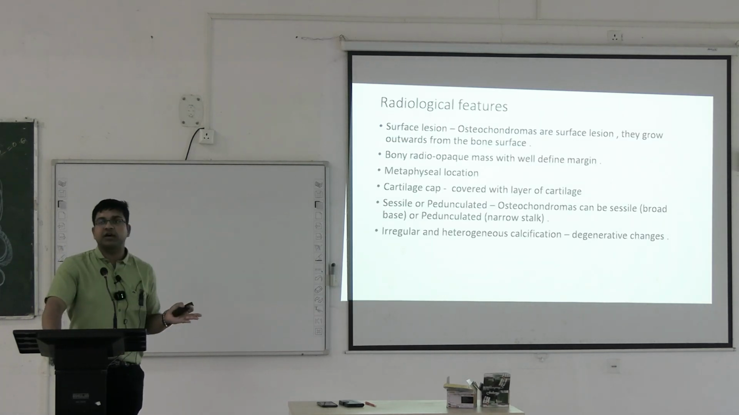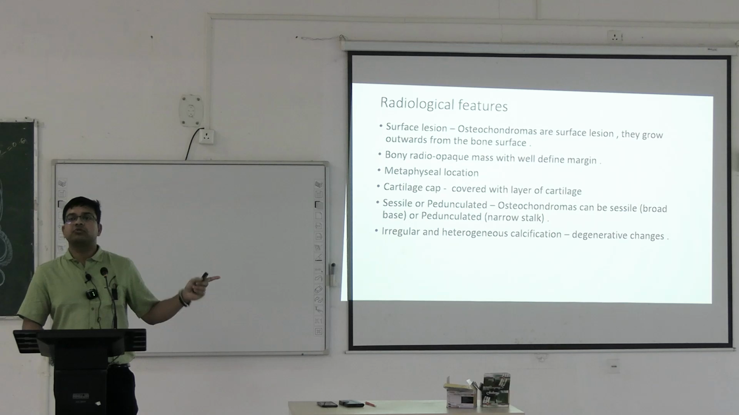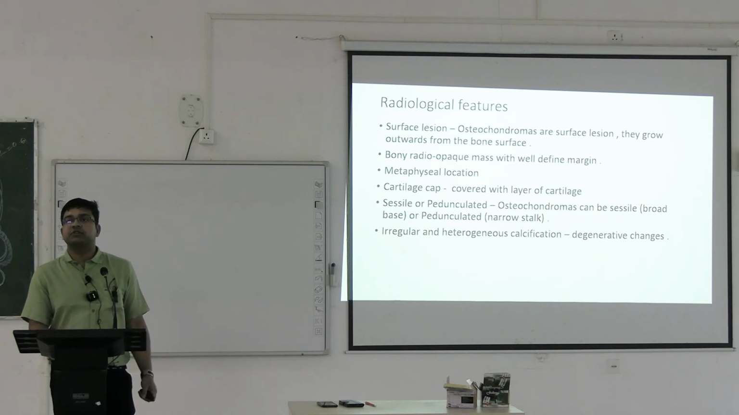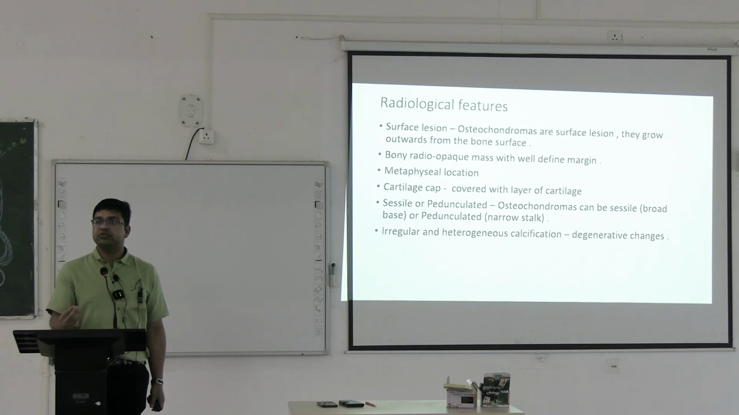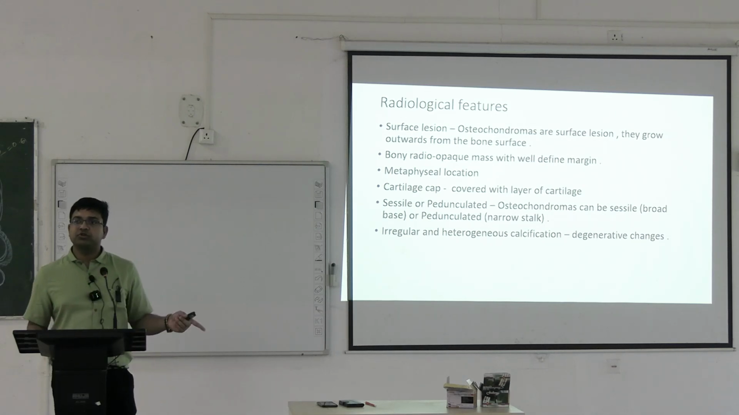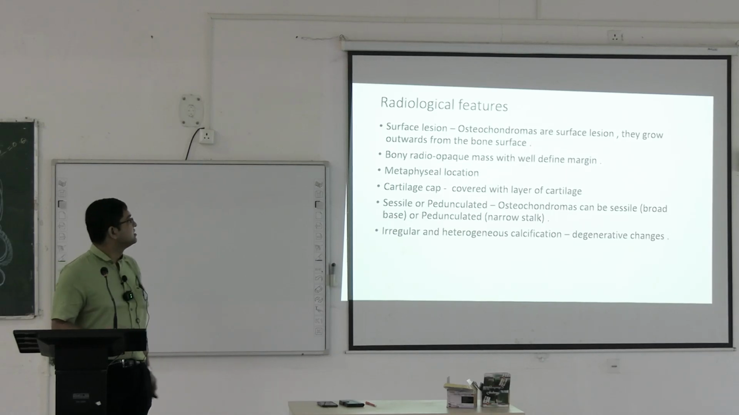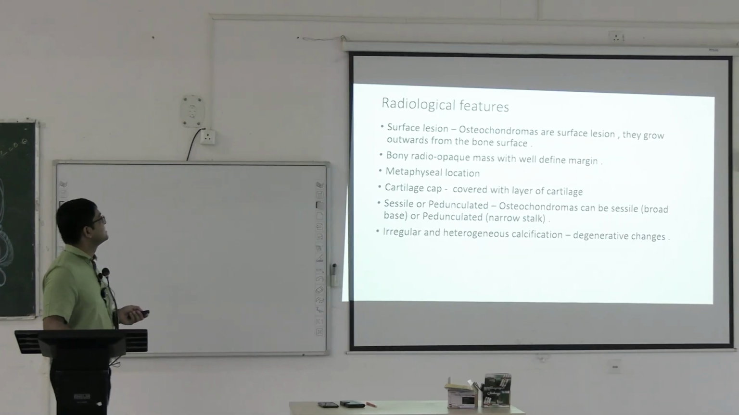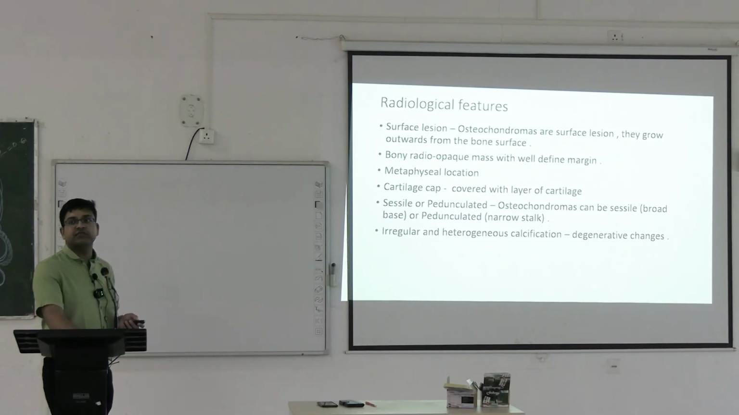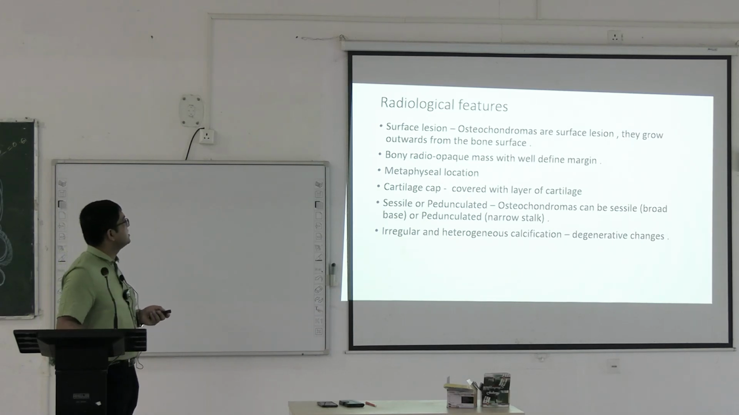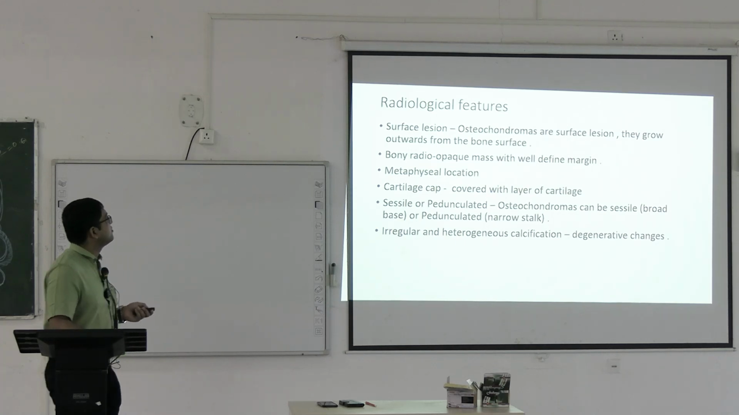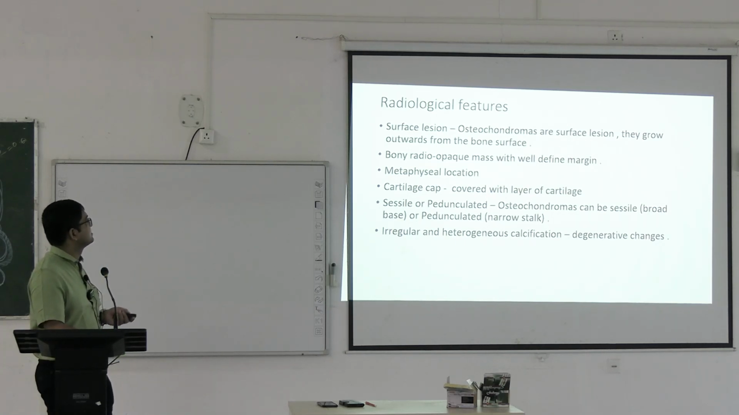In your exam, it is also given as a short note: what are the radiological features of osteochondroma. Radiological features means the features you find in X-ray and also the features you find in MRI. So the radiological features: it is a surface lesion. Surface lesion means it is outside the bone. Osteochondromas are surface lesions. They grow outside from the bone surface.